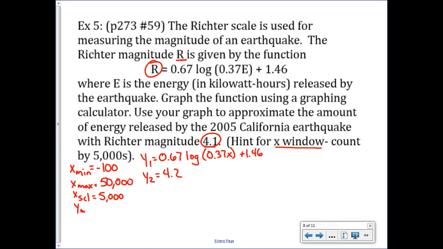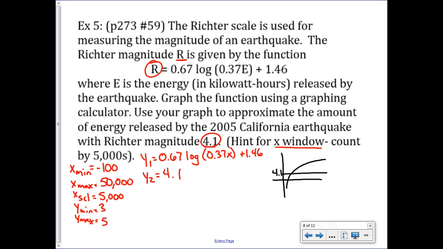Now, y minimum and y maximum are a little easier to determine what you should do because you know, and I put 4.2 here. This should have been 4.1 for our Richter magnitude. You know that magnitude is going to look like this, that we want to find where this logarithm and this line meet up, and this y value is 4.1. So I need my y value scale to see that 4.1. So you could do 3 to 5.